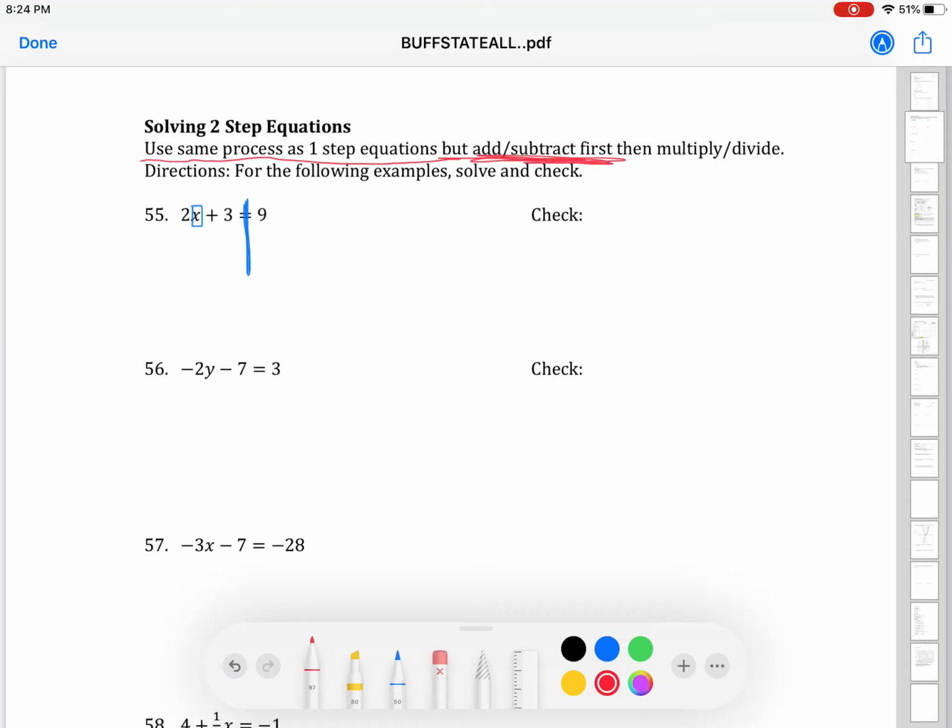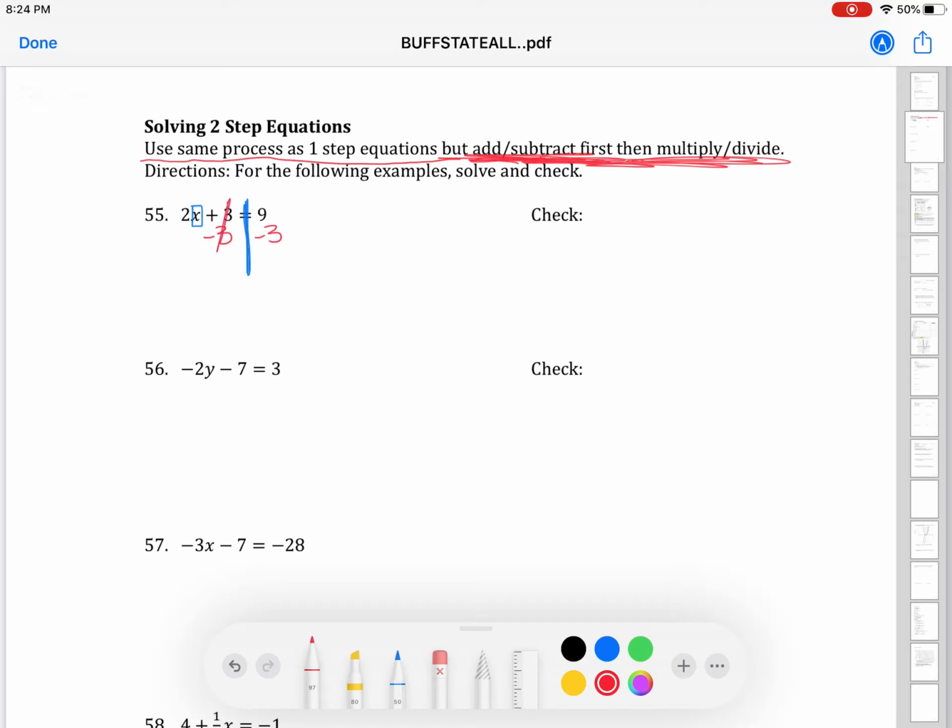So it says right here in the directions, you're going to use the same process as 1-step equations, but you add and subtract first, then you multiply and divide. That's so important. I cannot tell you how often you are going to see the format that you see on this page, where you have a number multiplied to x and then a number added to that as well. I call this our basic form for solving an equation, because when we get into even tougher ones, you're going to want to get to this form. You're going to get so used to it over time, you're going to know exactly what to do.